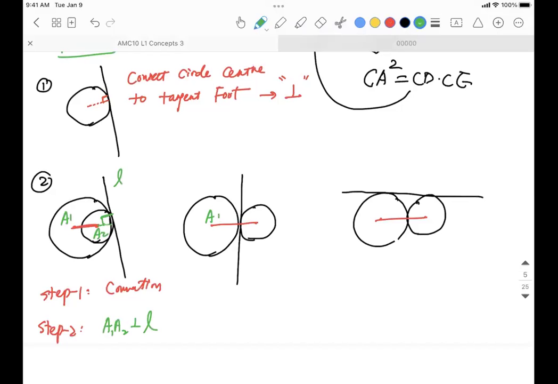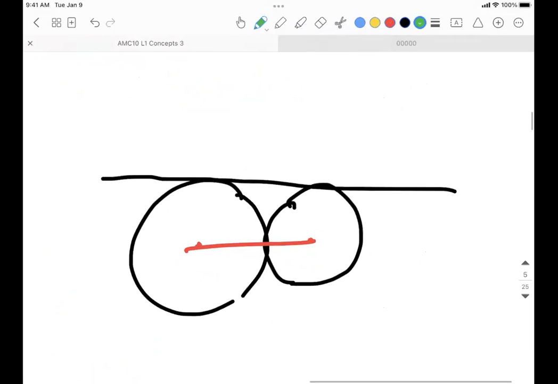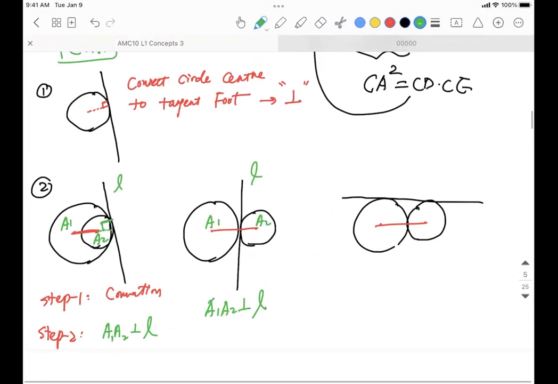What about the second one? Same thing, right? Two circles that are externally tangent to each other. As long as you do the connection, A1, A2 is perpendicular to L. What about the third one? The third one is actually externally tangent, but we find another common tangent line to these circles, right? In that case, you're using whatever we introduced here and here together.